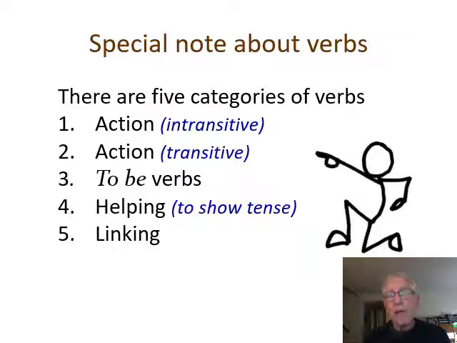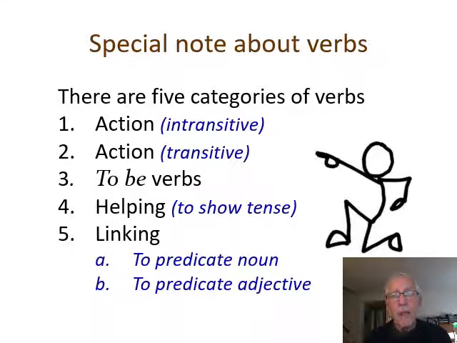Linking verbs do not by themselves show action, but they link the subject to one of 2 things in the predicate. They will link the subject to a predicate noun or to a predicate adjective. And we'll see examples of those in a couple moments. 5 categories of verbs.